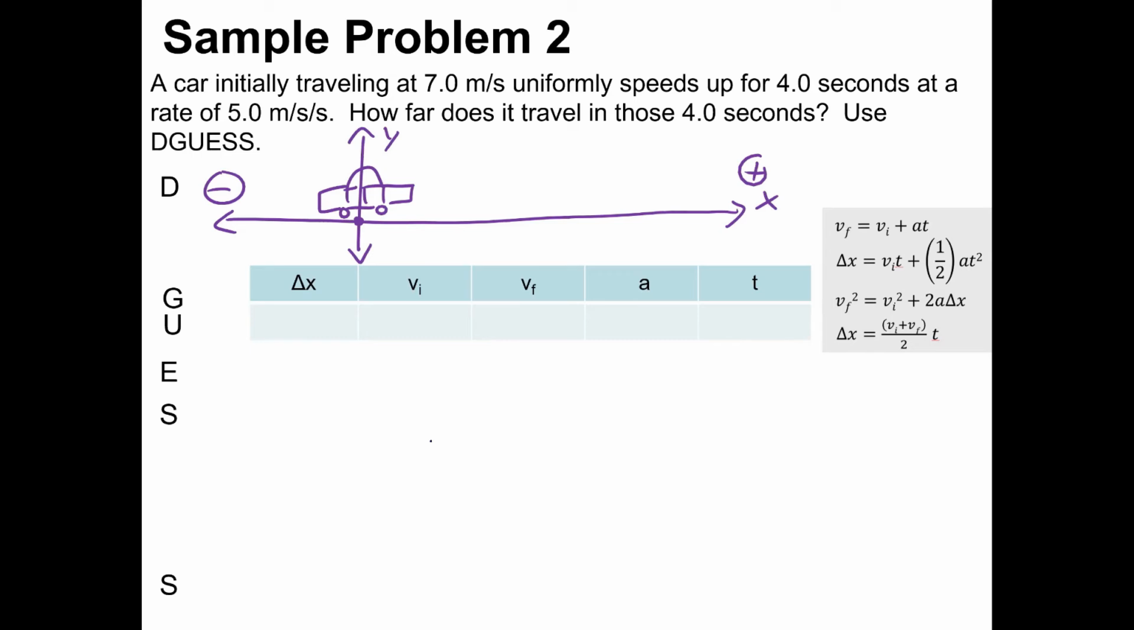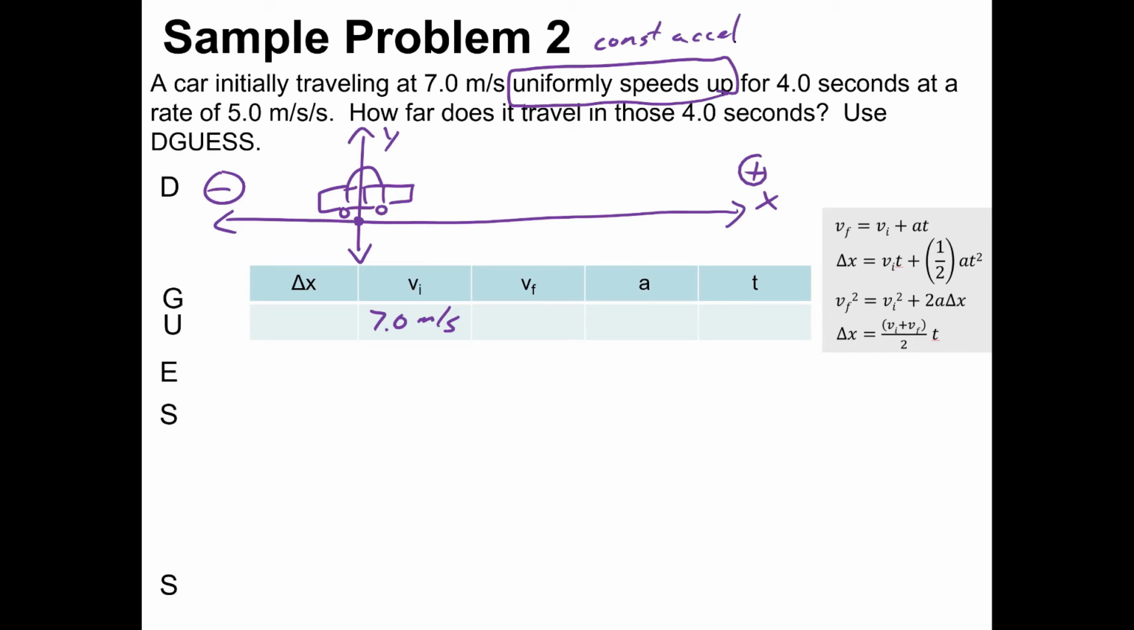So now I'm on to the givens. A car initially traveling at 7.0 meters per second. Initially traveling suggests that the initial velocity was 7.0 meters per second. Uniformly speeds up. What does that mean? That means constant acceleration. Good, because that's important. So I'm just going to write constant acceleration.